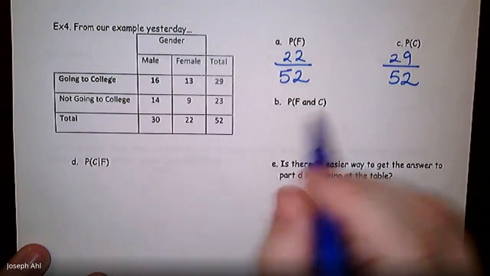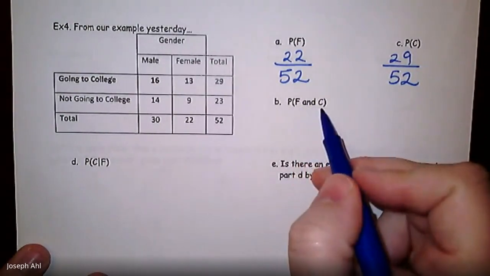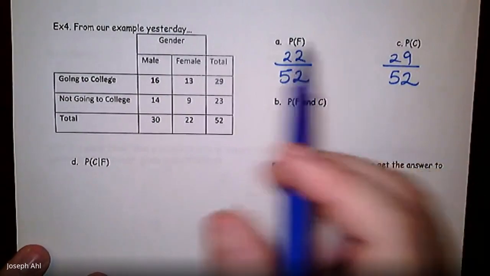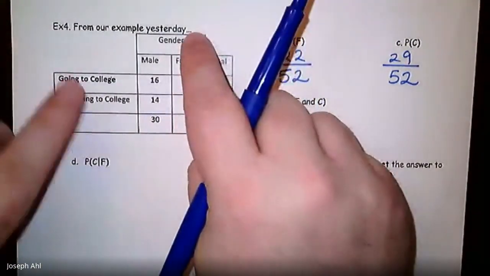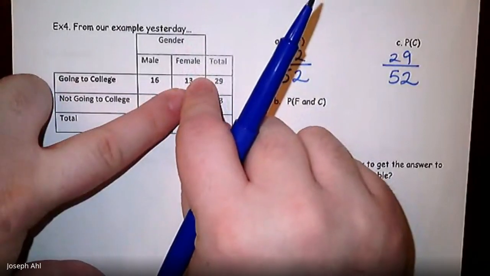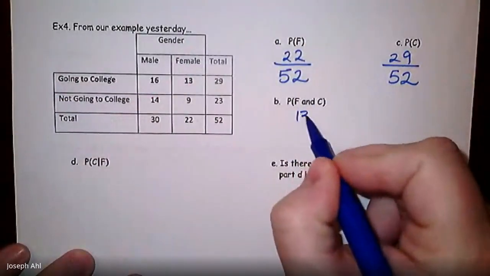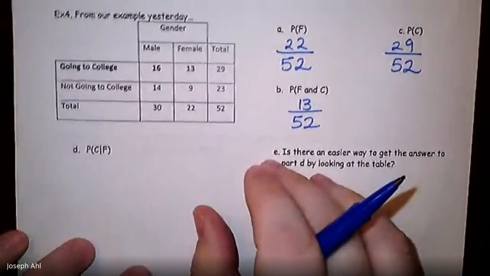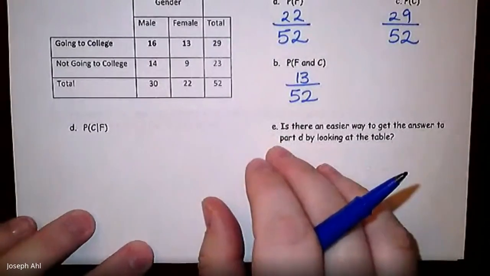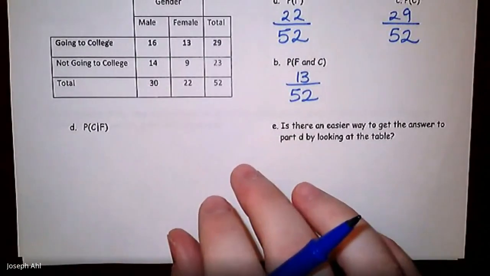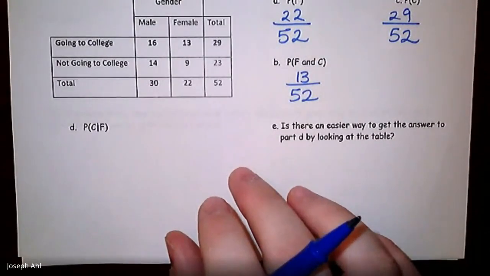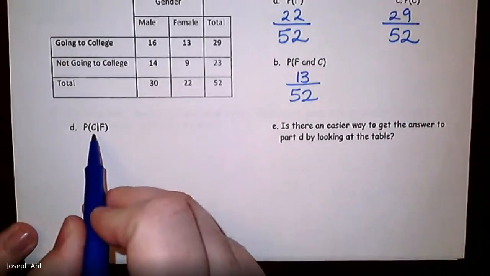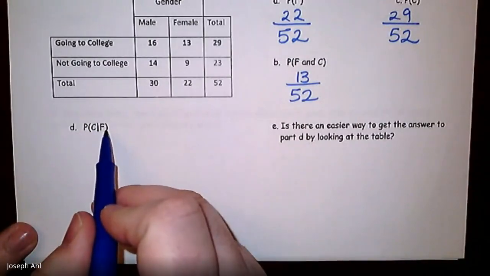And finally, something I hope we're getting pretty good at, female and college, the intersection of those two. Go ahead and kind of trace over female and college, get the number there, which is 13. Okay, so that probability would be 13 out of 52. We should be pretty confident, I would say, to do OR probabilities too, right? Add the two probabilities, subtract the intersection if needed. But now I want to compute what's the probability of C given F.